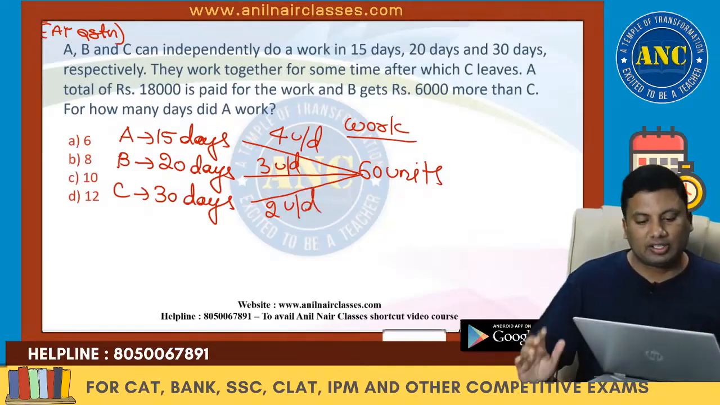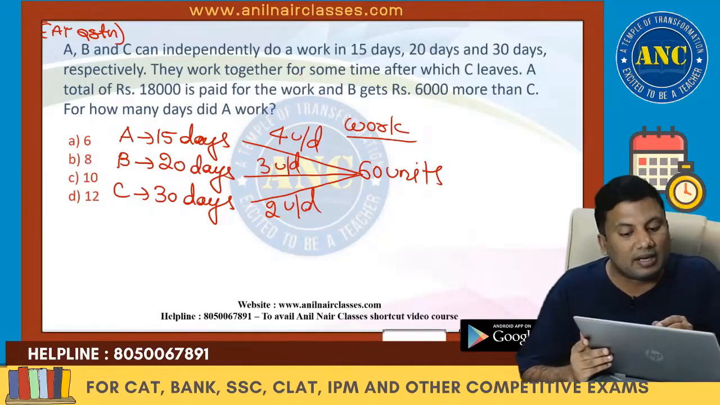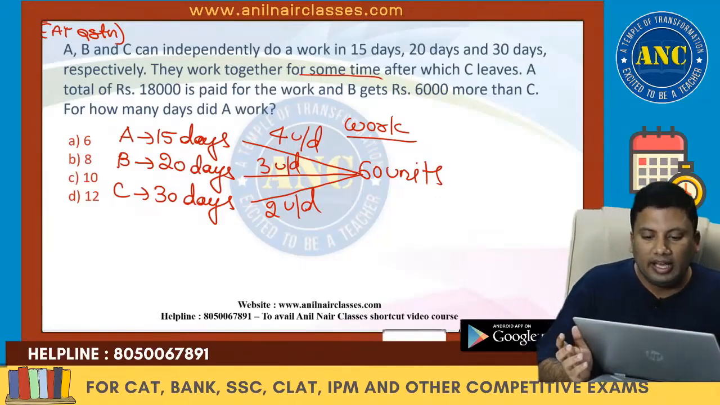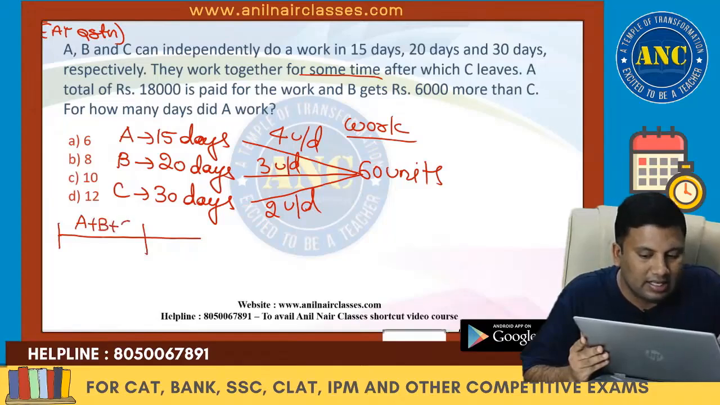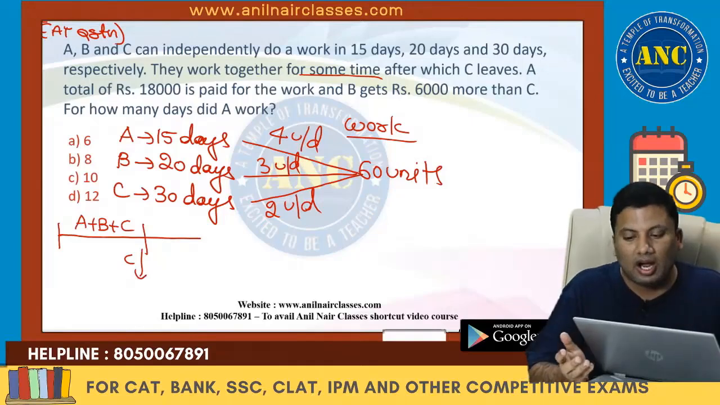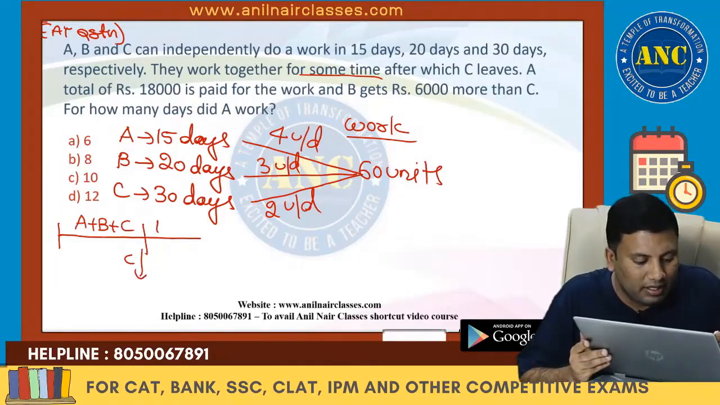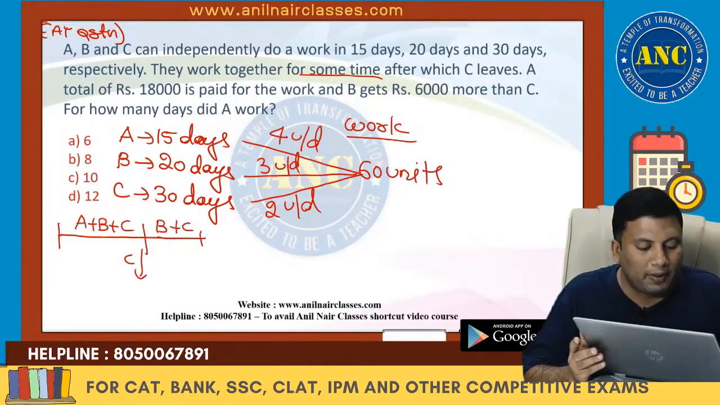Listen carefully, sir. They work together for some time. How many days is not given. So they work together for some time. It is A plus B plus C. After which C leaves. That means A and B completed the work.